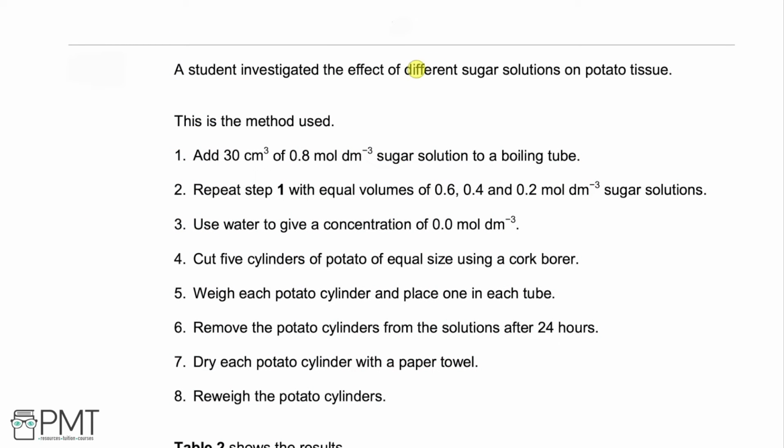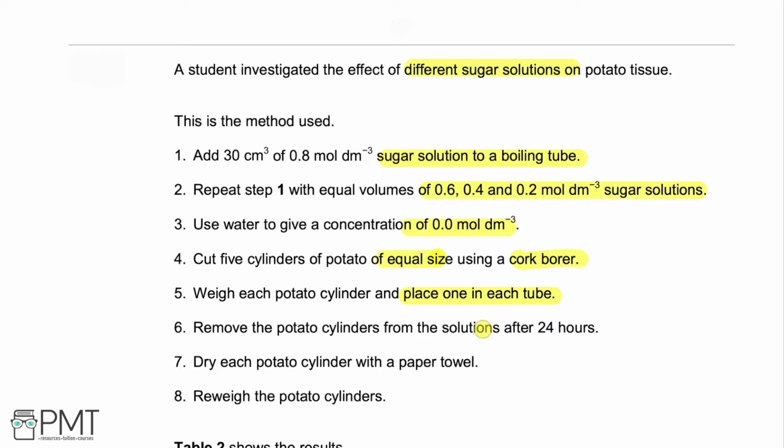A student investigated the effect of different sugar solutions on potato tissue. This is the method used. Add 30 centimeters cubed of 0.8 mol per decimeter cubed sugar solution to a boiling tube. Repeat step 1 with equal volumes of 0.6, 0.4 and 0.2 mol per decimeter cubed sugar solutions. Use water to give a concentration of 0.0 mol per decimeter cubed. Cut 5 cylinders of potato of equal size using a cork borer. Weigh each potato cylinder and place one in each tube.